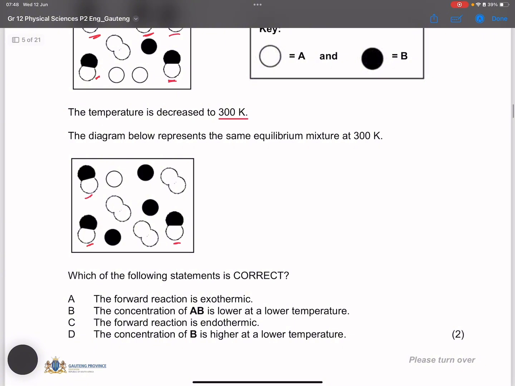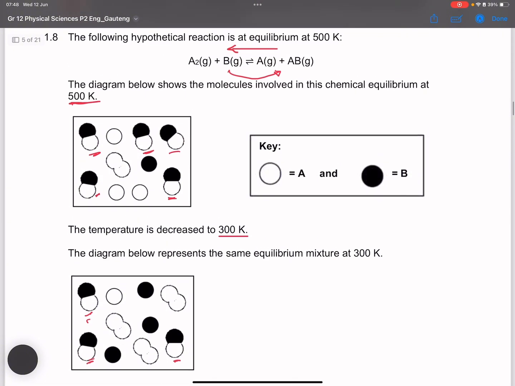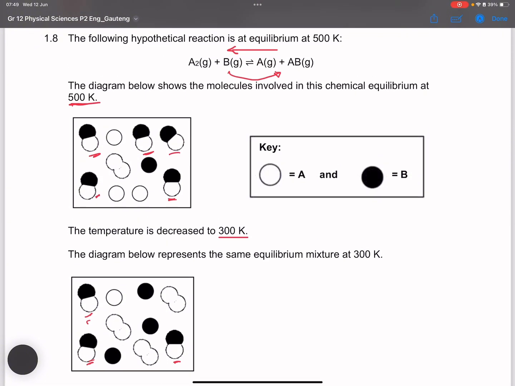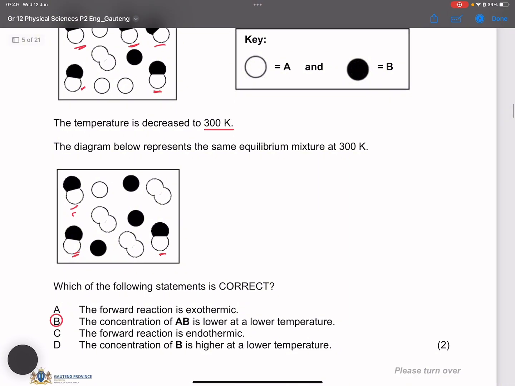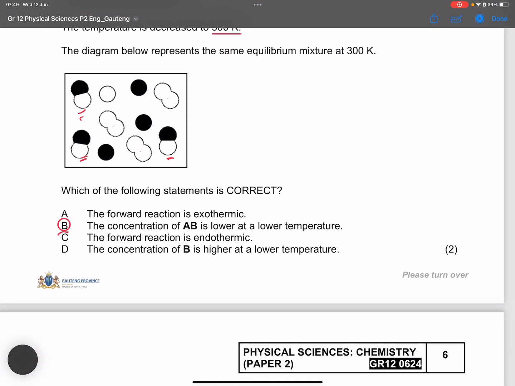So they say the concentration of AB is lower at lower temperature. That is not true. Remember that the amount of AB that we had decreased. Actually, that is true. The concentration of AB is lower at lower temperature. That is absolutely true. So that would be B there. They say the forward reaction is endothermic. But that is also true. The forward reaction is endothermic. Remember, we found out that the reverse reaction is exothermic, meaning the forward is endothermic. Well, that's weird. So that becomes an option as well.